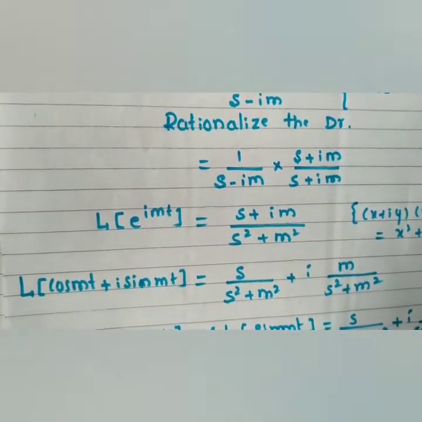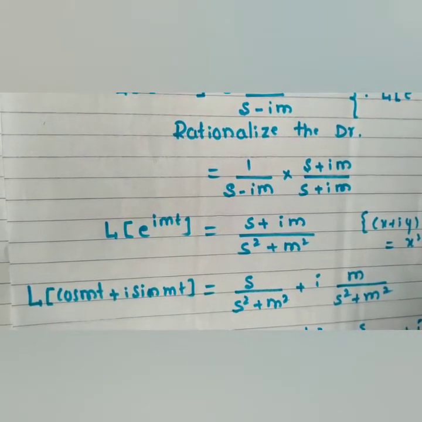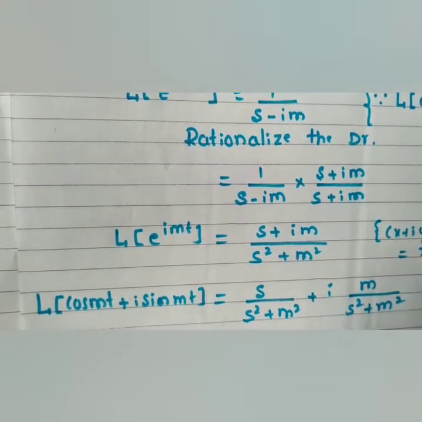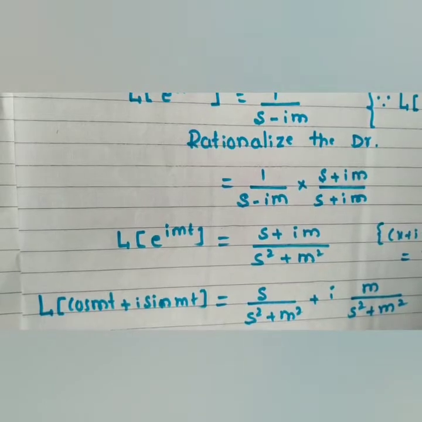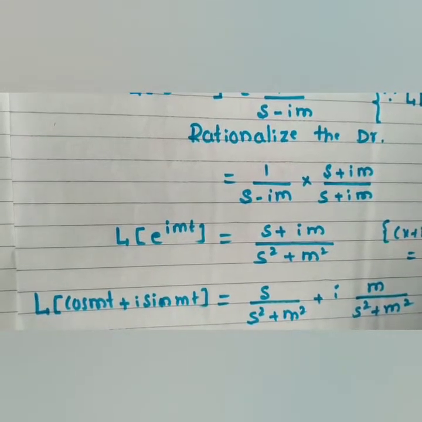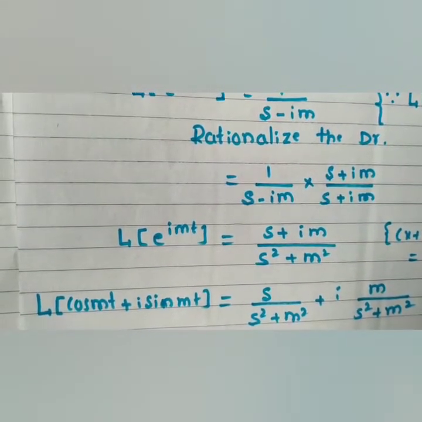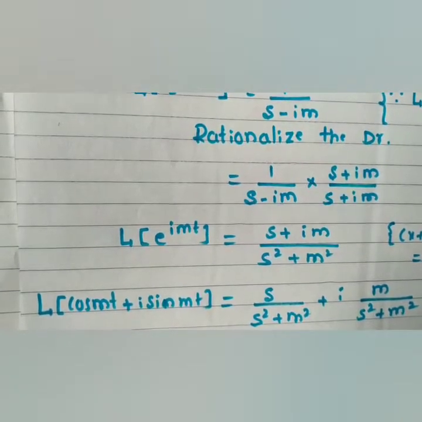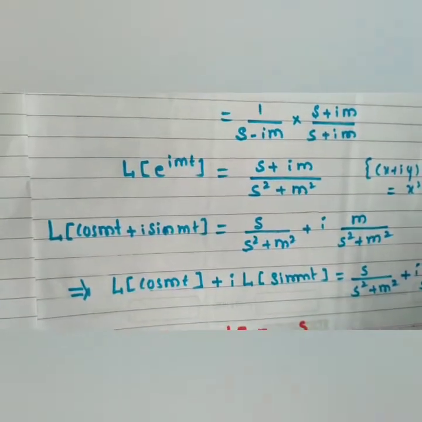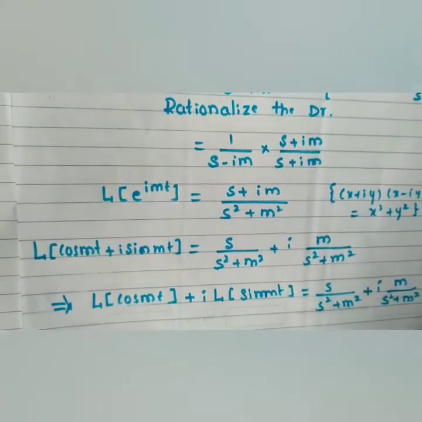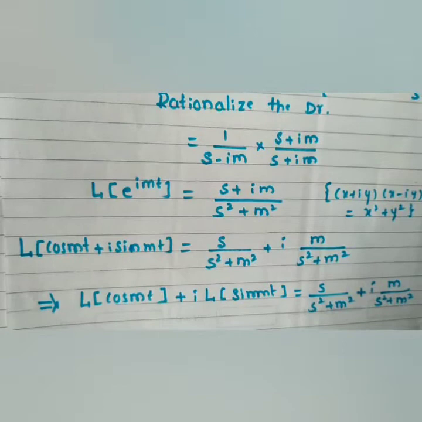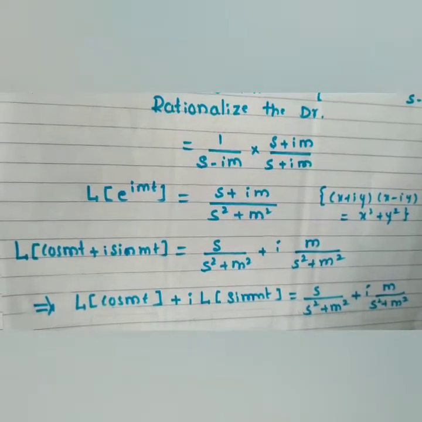So, what is L of e raised to i mt? Replacing e raised to i mt in terms of cos plus i sin, L of cos mt plus i sin mt equals s plus im divided by s square plus m square. Splitting, the denominator s square plus m square goes under each term of the numerator s plus im: s divided by s square plus m square plus im divided by s square plus m square. By the linear property, L can be taken inside the bracket. So L of cos mt plus i into L of sin mt is equal to s by s square plus m square plus i into m by s square plus m square.